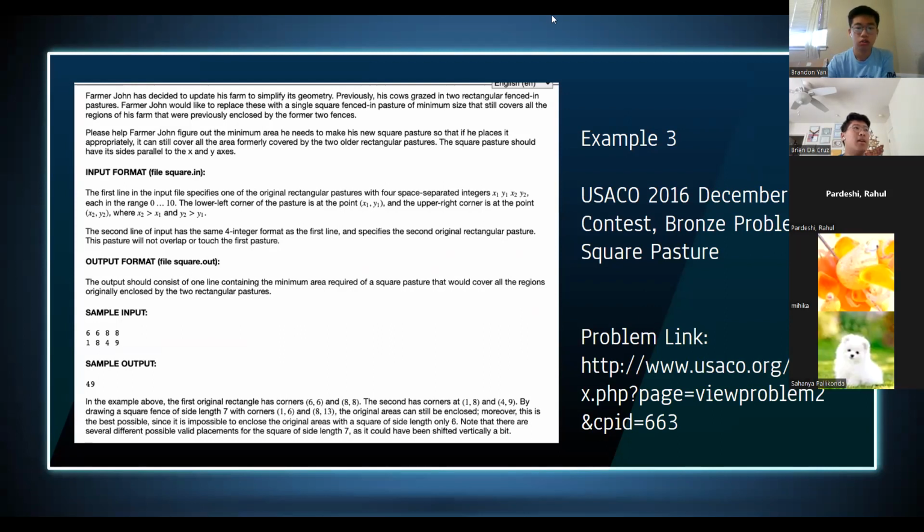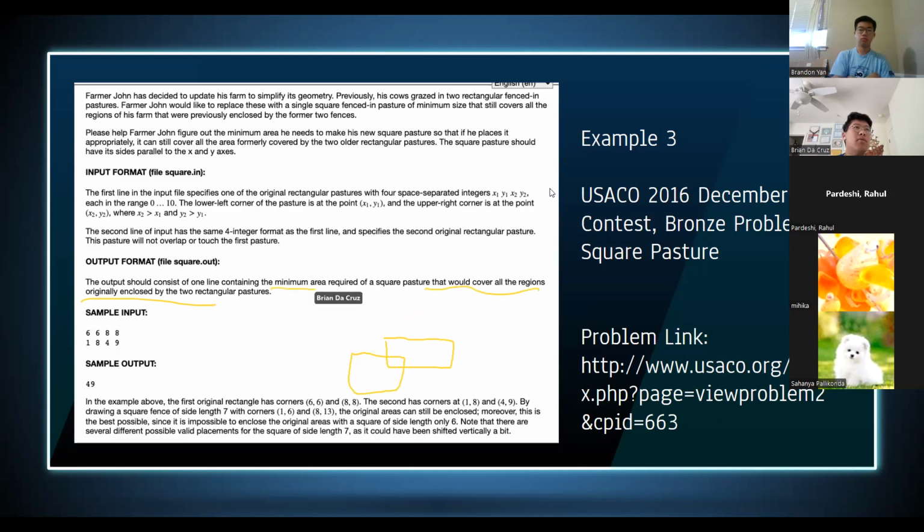So Farmer John has decided to update his farm and simplify its geometry. So previously he's had 2 rectangular pastures and he wants to replace them with one of minimum size that covers the entire area. So let me just draw this out quick. So I know that we're a little behind on time. So let's say we have 2 pastures like this. He wants to make a pasture that covers the entire area that this does with minimal excess area, right? We want to cover all regions enclosed, but have it minimum size.